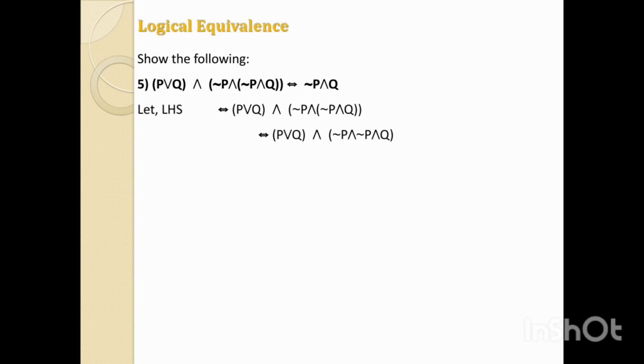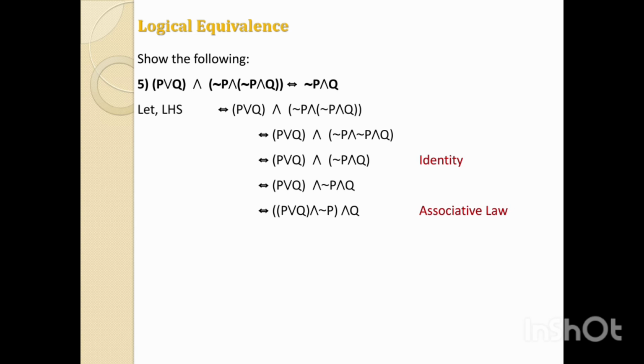Now, using the identity law, not P and not P is logically equivalent to not P. That's why we have written P or Q and not P and Q. We have removed this one not P term. Now, P or Q and not P and not Q, because again the outside bracket and inside bracket have the same symbols, we can remove this parenthesis. We have made it not P and Q. Now, using the associative law, we make the group of P or Q and not P and Q.